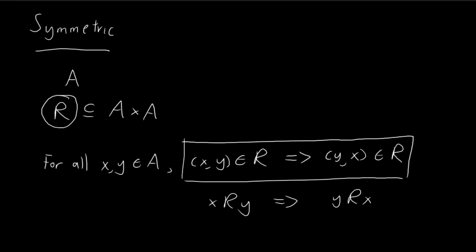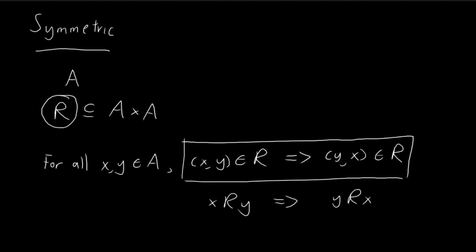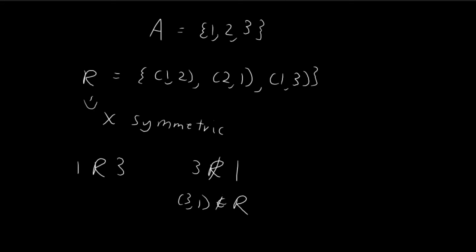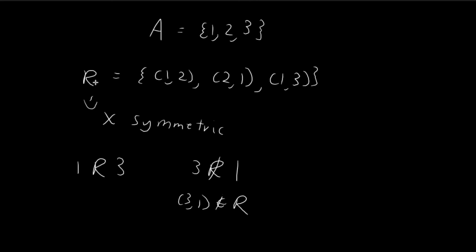So if you want your relation to be symmetric, if x is related to y, in our case if 1 is related to 3, then it also must be true that y must also be related to x. So if R is symmetric, then 3 must also be related to 1. But you can see that in our case, 3 is actually not related to 1. So this violates this statement over here. So it does not satisfy the condition for the relation to be symmetric, and so that is why this relation R is not symmetric.